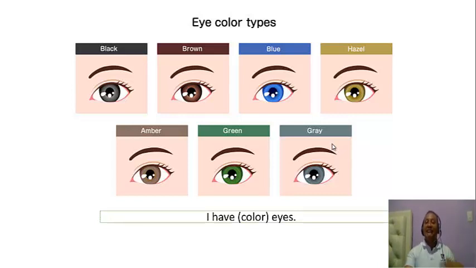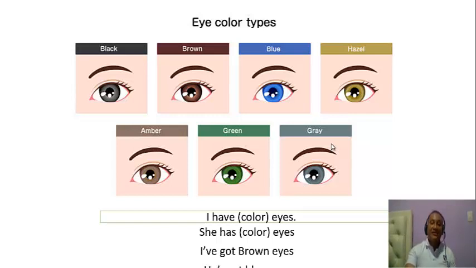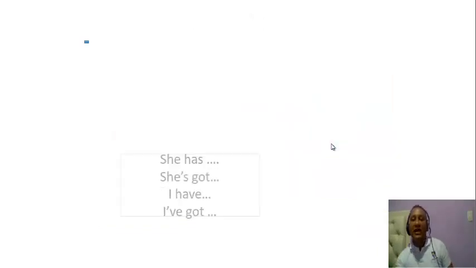For example, I have blue eyes, I have brown eyes, or we can also say I've got, the contraction of I have got, a little more casual. The meaning is the same. I've got brown eyes, or I have brown eyes. She has green eyes, she's got green eyes. She has blue eyes, she's got blue eyes. The meaning is the same.